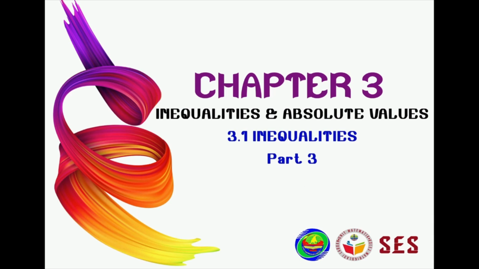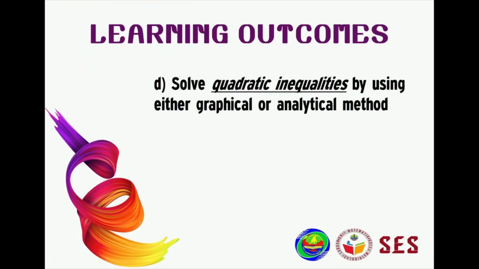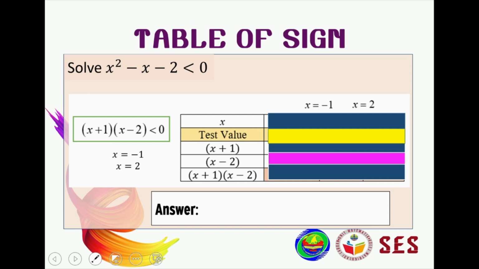At the end of this video, you should be able to solve quadratic inequalities by using either graphical or analytical method. But in this video, I only use the analytical method, which is called table of sign. This is a picture of a table of sign, just a sample. I'm going to explain it briefly before we go deeper in the example later.